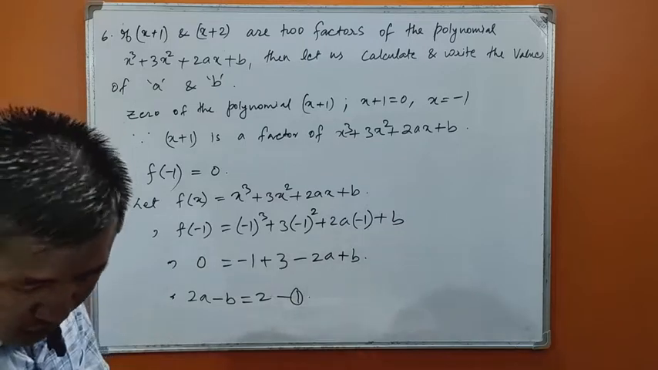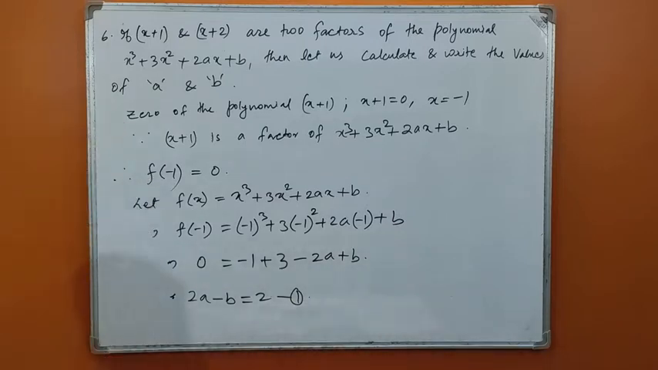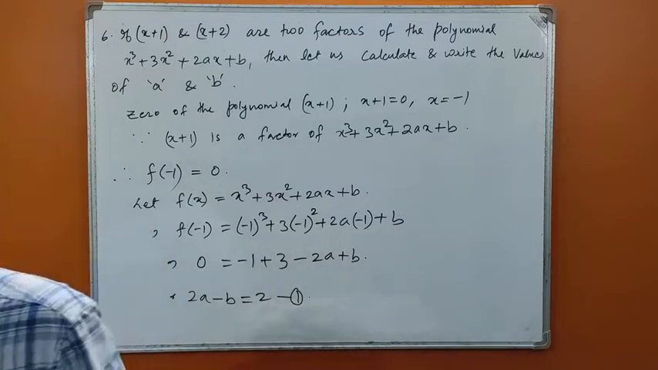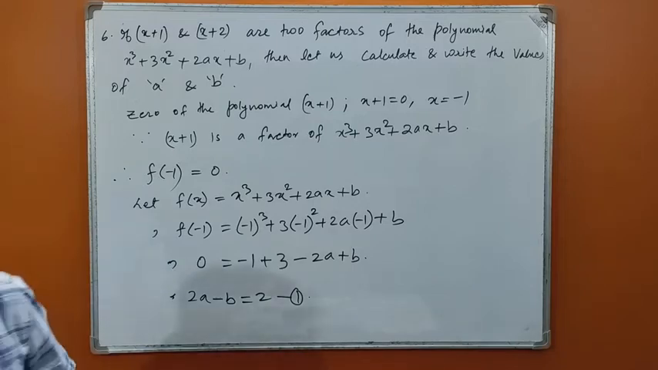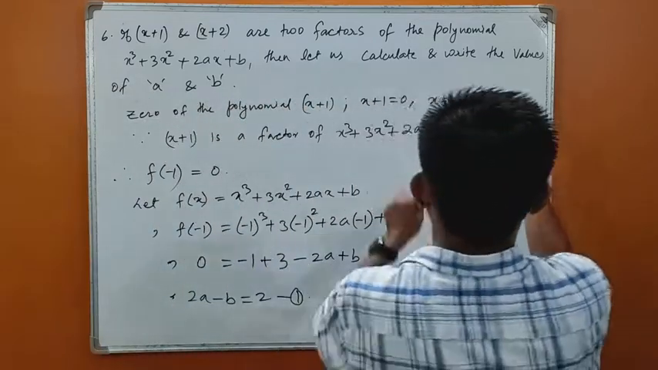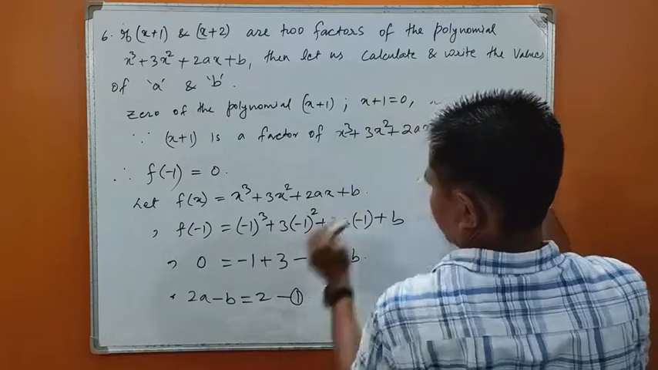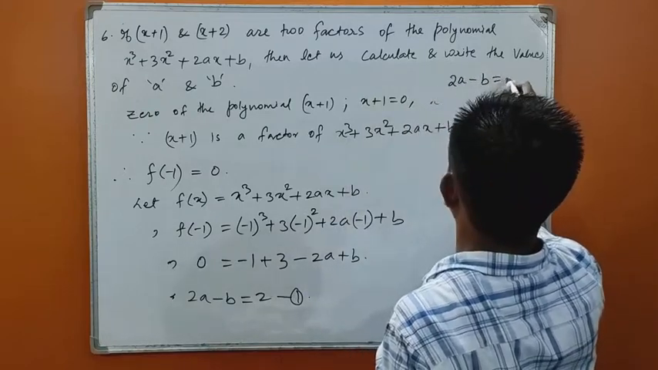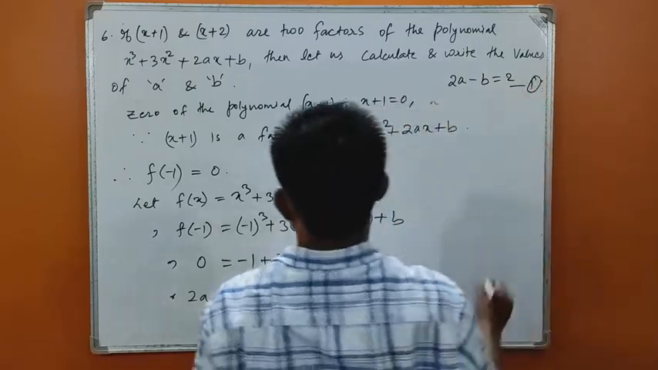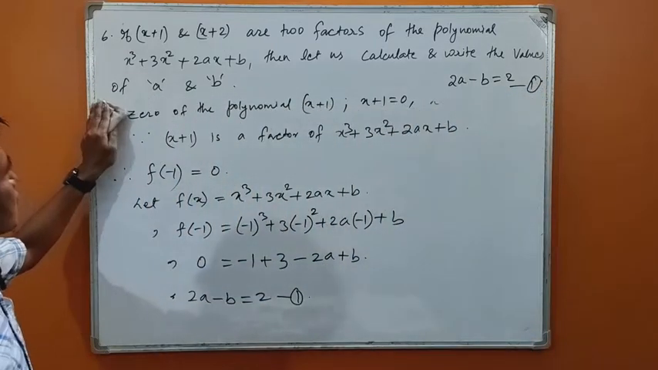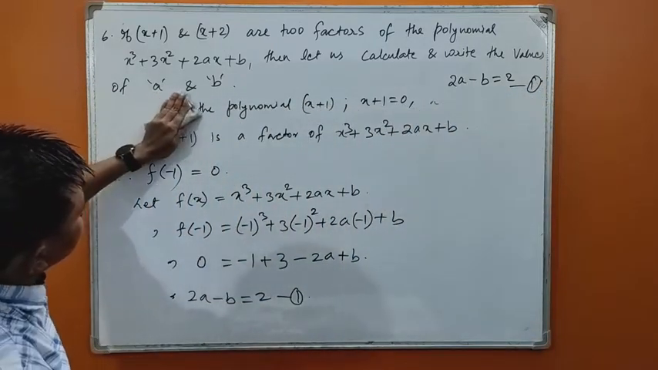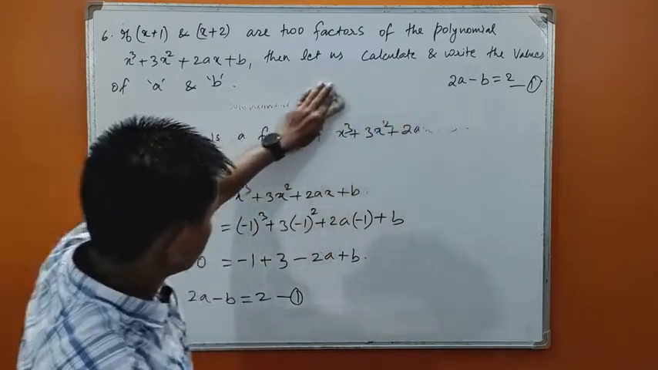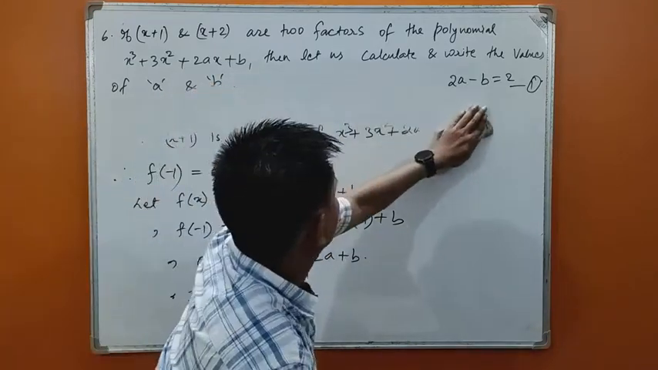I am going to erase the upper part of the board to make some space for equation 2. Let me write equation 1 here: 2a minus b equal to 2. This is equation 1, okay? Please take the screenshot of this. I am going to erase this.